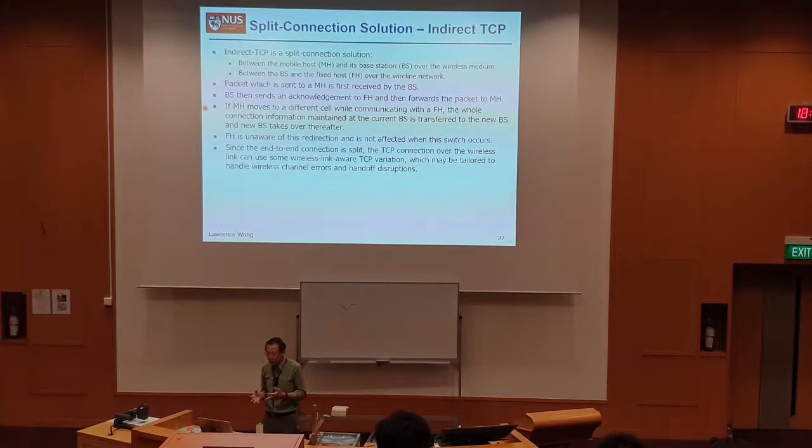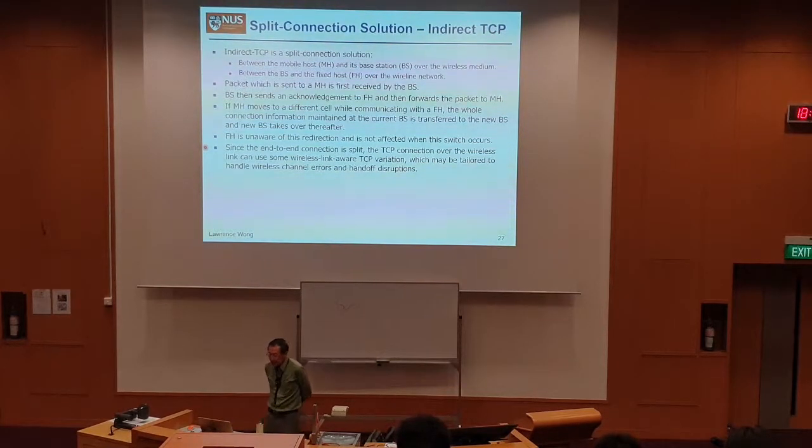So if the mobile host moves to a different cell while communicating with a fixed host, the whole connection information maintained by the current base station has to be transferred to the new base station. Otherwise, you cannot do the handover. All of that has to be transferred. Now, the fixed host is unaware of all these things happening because the base station already acknowledged. So the fixed host is unaware of this redirection and is not affected when this switch occurs.